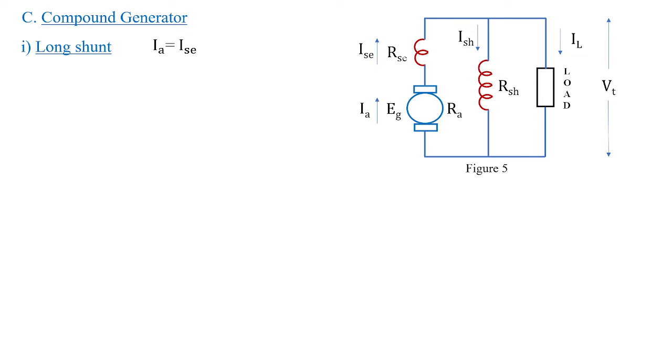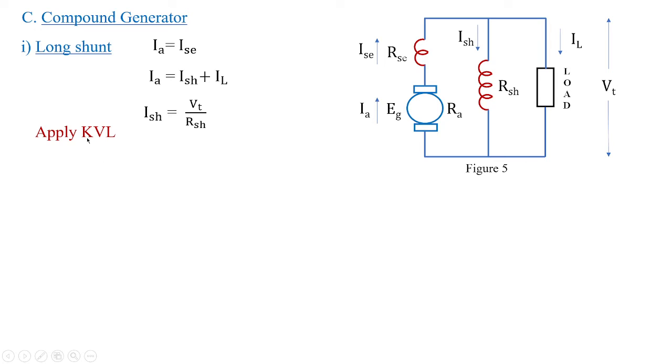So as I told you, IA is equal to ISC, and IA is nothing but ISH plus IL. In fact, ISC is equal to ISH plus IL. And what is ISH? As I told you, immediately you can see the parallel arrangement. VT is connected parallel to RSH. So ISH would be equivalent to VT by RSH.